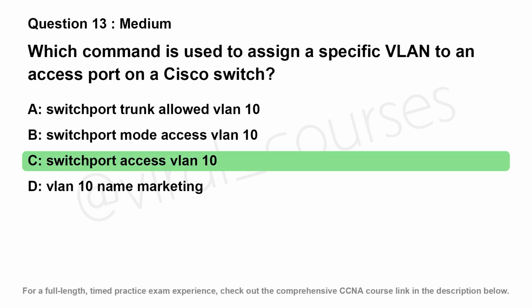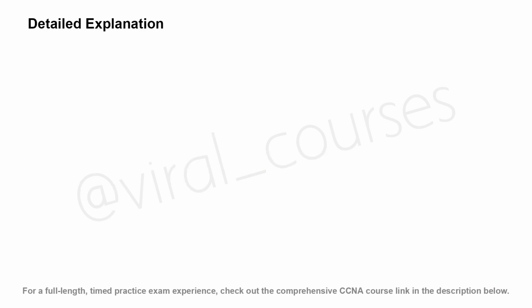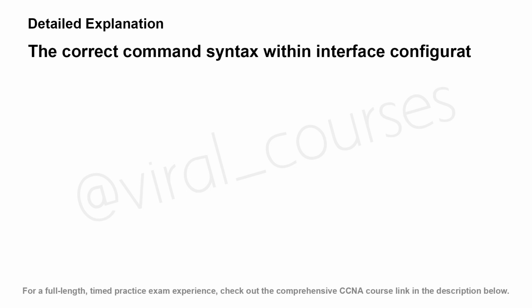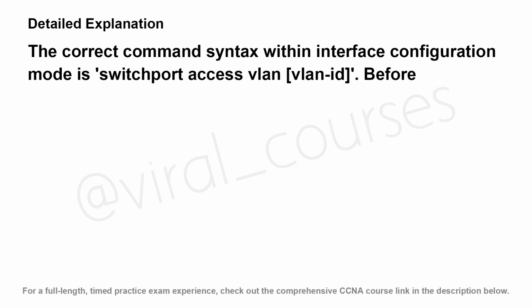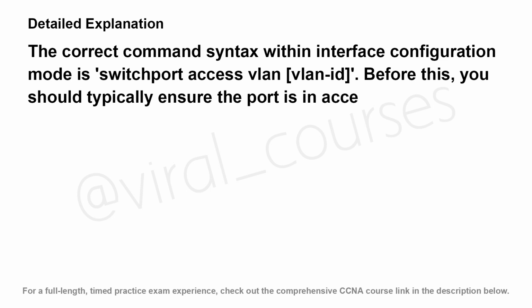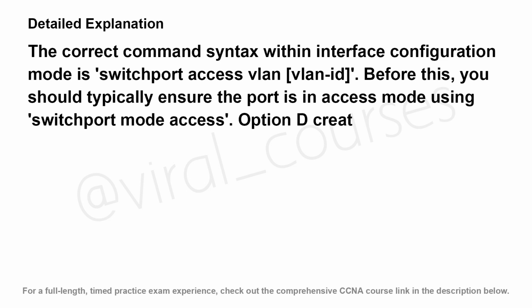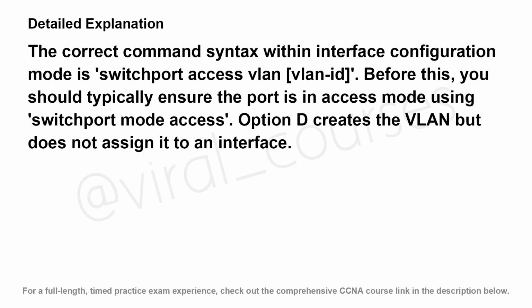The correct answer is C. The correct command syntax within interface configuration mode is switchport access vlan, followed by the VLAN ID. Before this, you should typically ensure the port is in access mode using switchport mode access. Option D creates the VLAN but does not assign it to an interface.